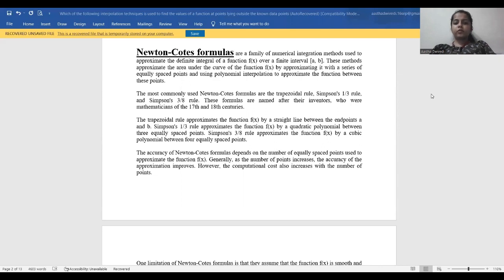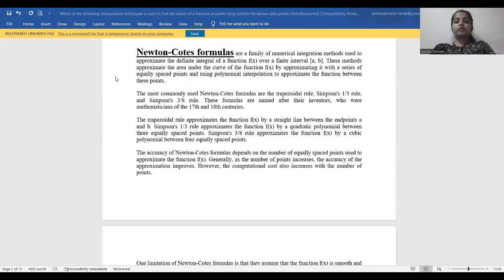Next topic is the Newton-Cotes formula. It is a family of numeric integration methods used to approximate the definite integral of a function f of x over a finite interval a to b. These methods approximate the area under the curve of the function f of x by approximating it with a series of equally spaced points and using polynomial interpolation to approximate the function between these points.